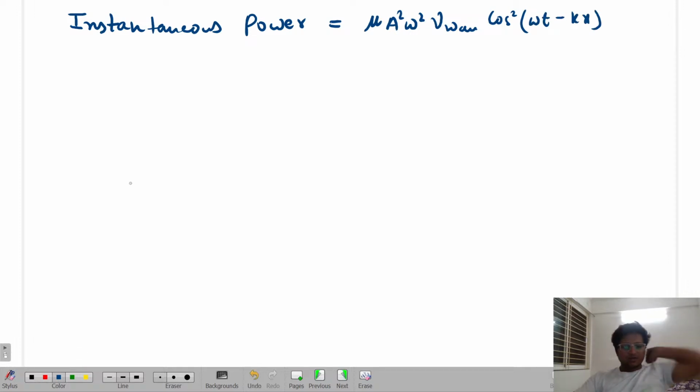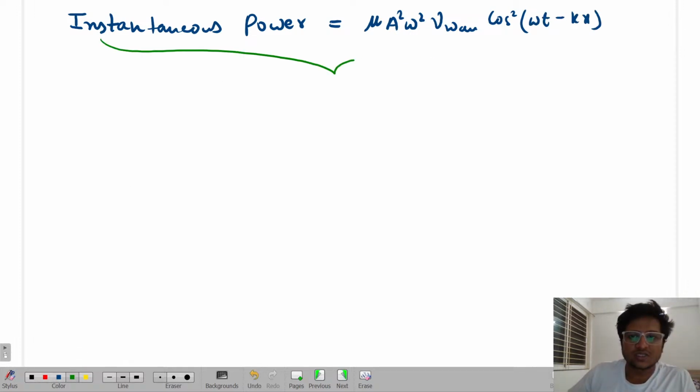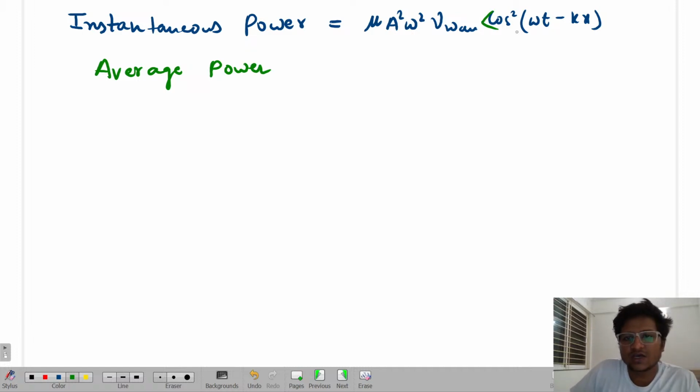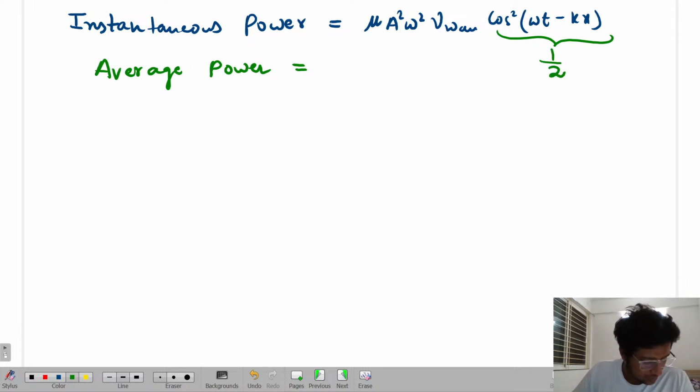Now, if I want to find the average power, this power is varying with respect to position and time. So if I find the average power, I have to take the average of this value, cos square(omega t minus kx). Are you able to get me? The average of this value is exactly equal to how much? 1 by 2. That comes from integration.